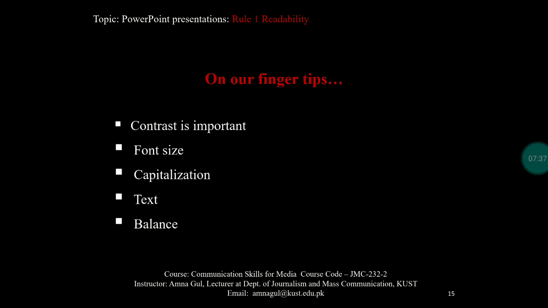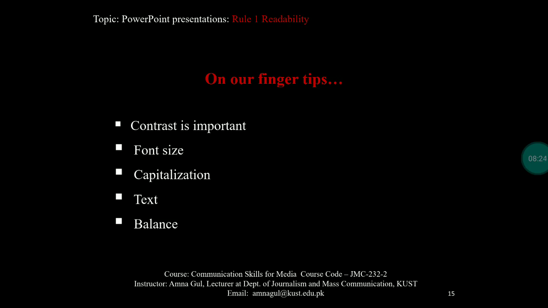Third, capitalization. You can only capitalize the first letter of the first word of a bullet point. Rest, no capitalizations except for obviously the proper nouns that we know through grammar. The fourth being text. Text in PowerPoints is just bullets, nothing else. No sentences, no paragraphs, no long things. Brief, to the point, crisp bullets. Last, balance. Balance is having things left aligned so they look neat and they are easy to follow. Since we read from left to right, that is why we align it towards the left side.